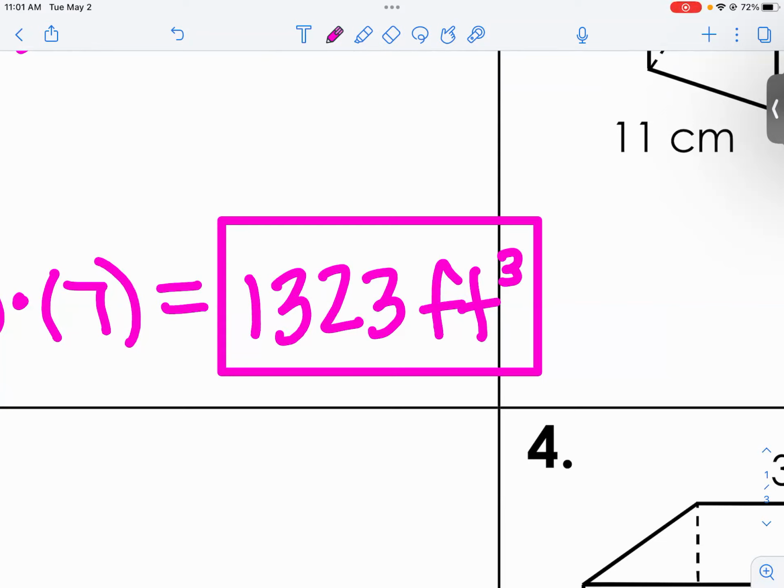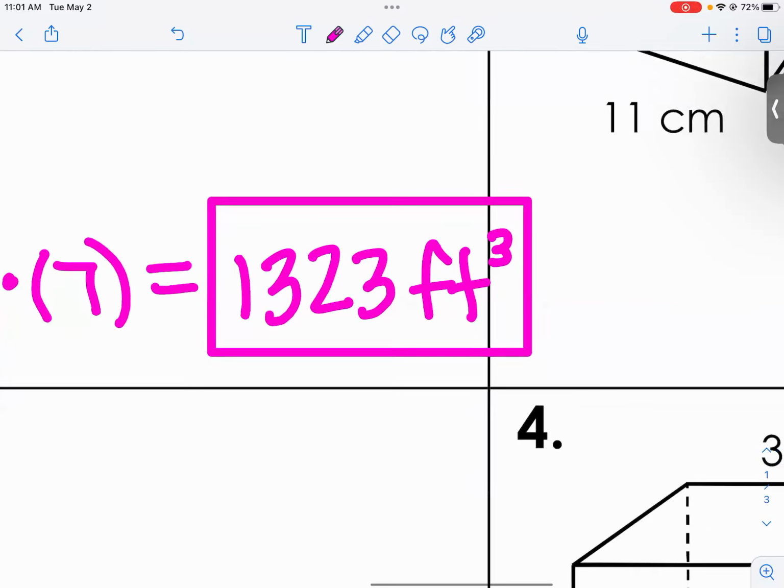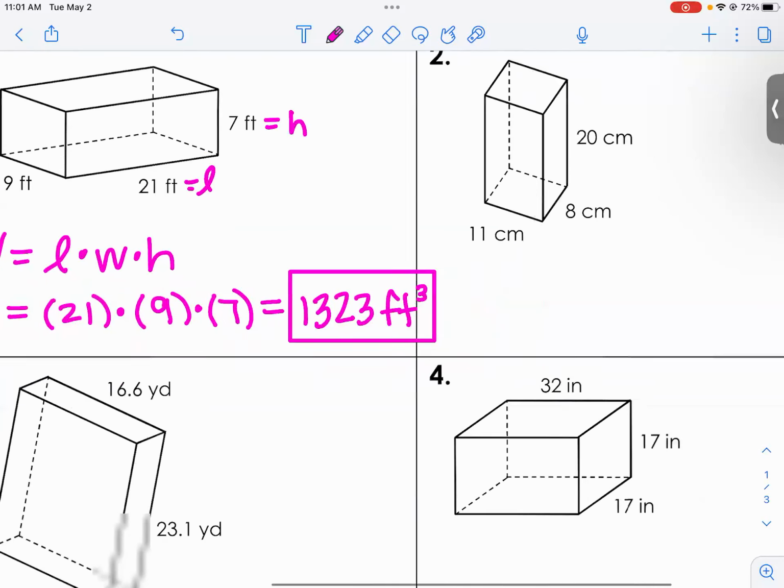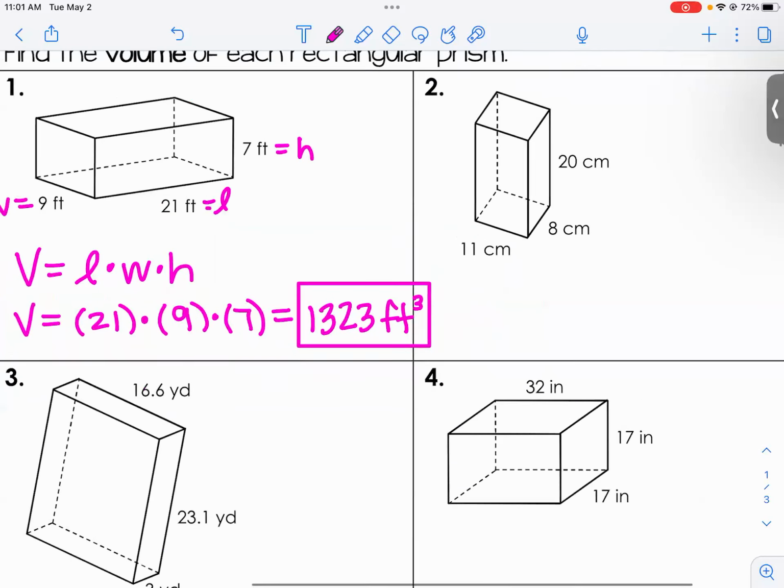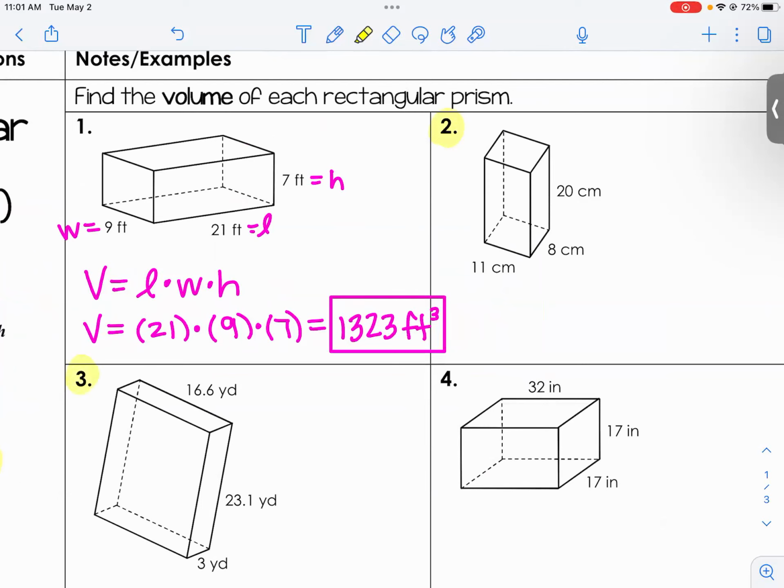So this is what I want you to do. I'm going to give you a few moments here to find the volume for number 2, 3, and 4. I would encourage you to compare answers at your table as you go.